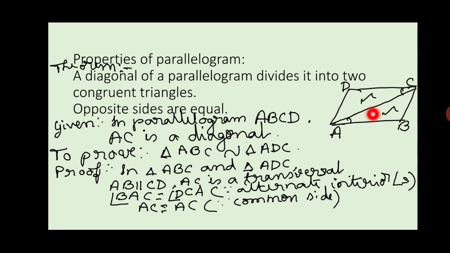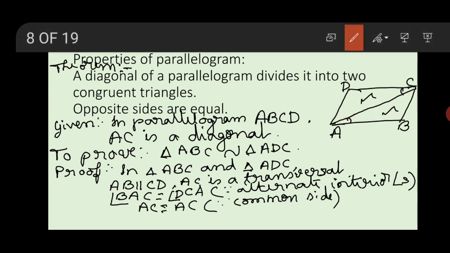And again, can we say BC is parallel to AD? Yes. Why? Because ABCD is a parallelogram, so opposite sides are parallel. So again, BC is parallel to AD and AC is the transversal. Then which angles are equal? See, this angle and this angle are equal. Now I will mark the angles. These two double-marked angles are equal.